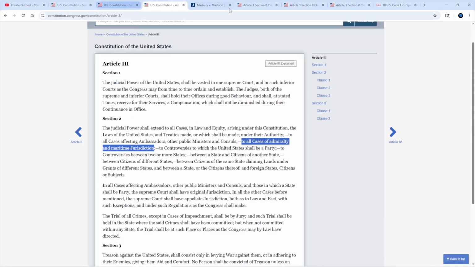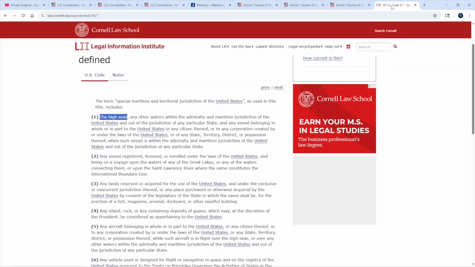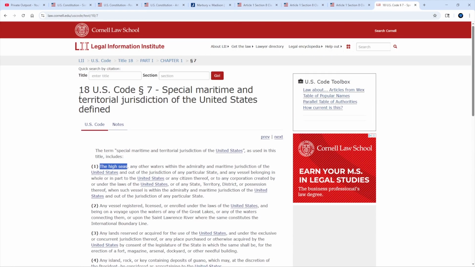We talked about commerce right here. This is Article 1, Section 8, Clause 3. This is the Commerce Clause. This is where Congress gets their power to regulate commerce with foreign nations and among these several states with the Indian tribes. So across state lines, we have interstate commerce. This is different than maritime commerce. This maritime commerce takes place on the seas.